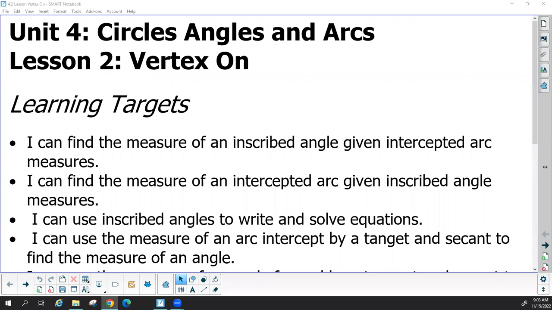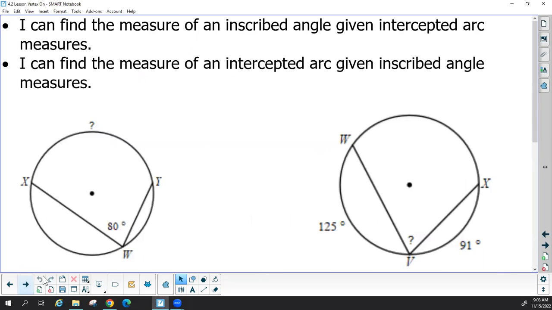Today we're going to keep talking about circles. In the last lesson, we talked about angles and how they interacted with circles and created arcs when the vertex of the angle was at the center of the circle. And now we're going to talk about angles and how they interact with arcs when the vertex of the angle is on the actual circle.